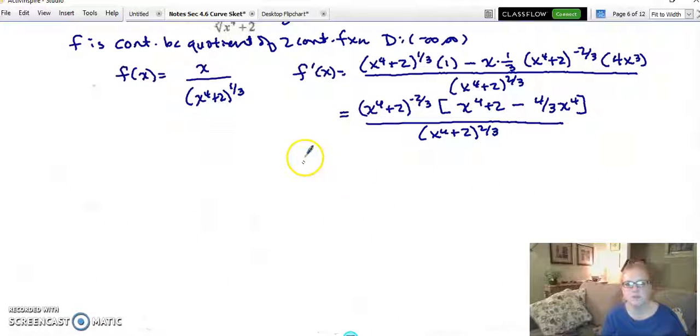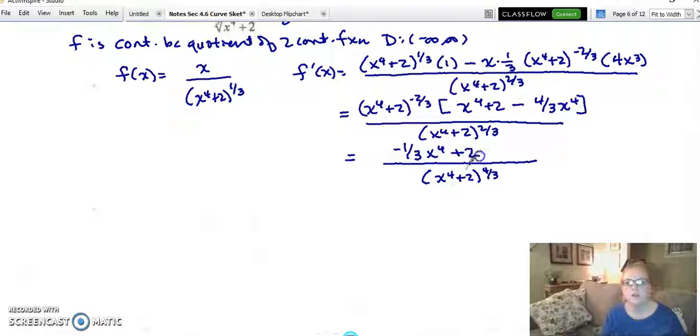Let's go ahead and simplify that down. Combine these together. When you start doing enough of these, you'll start to see some patterns. And then over here, we're going to have 3 minus 4/3. So that's going to end up being 1/3, negative 1/3 x to the fourth plus 2.